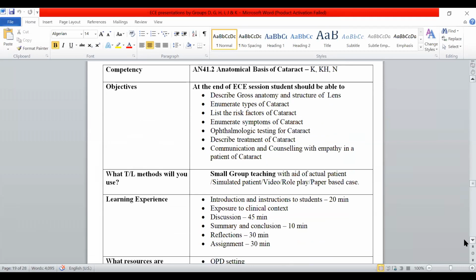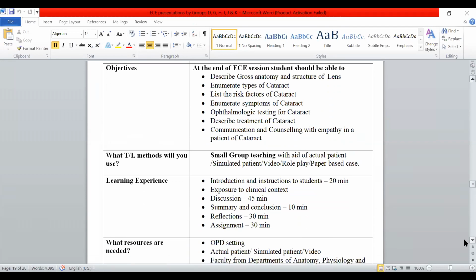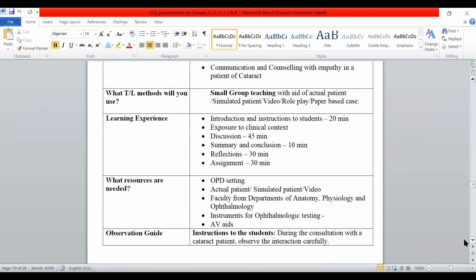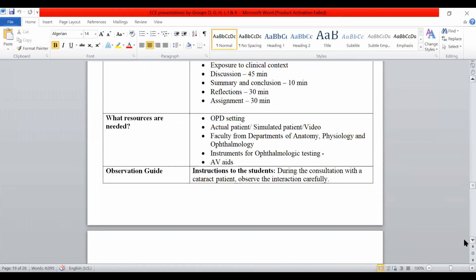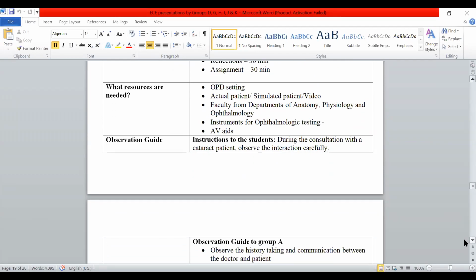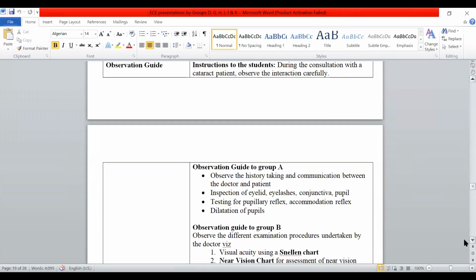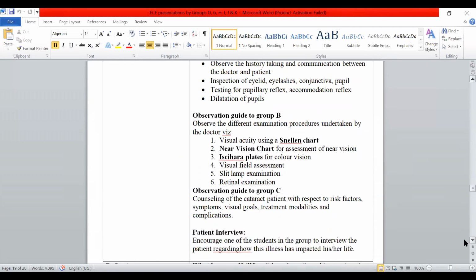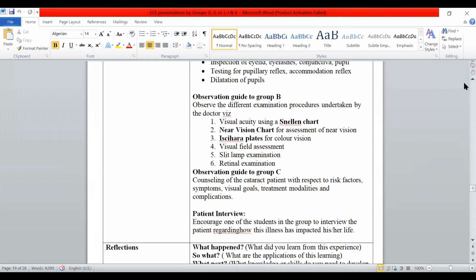And of course, after this clinical scenario, the various ophthalmic tests which would be performed will be included. The facilitator guide for this would be: what is the probable diagnosis? What are the various risk factors associated? Mention the various symptoms of the disease. What are the various ophthalmologic tests which will be performed? And what are the preventive measures, and enumerate the various treatment modalities.